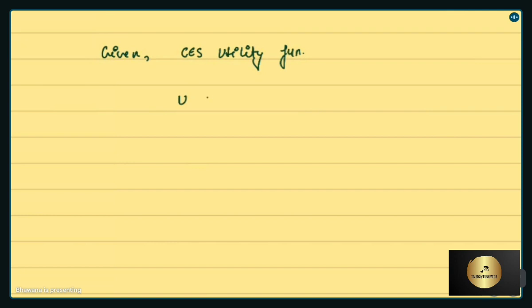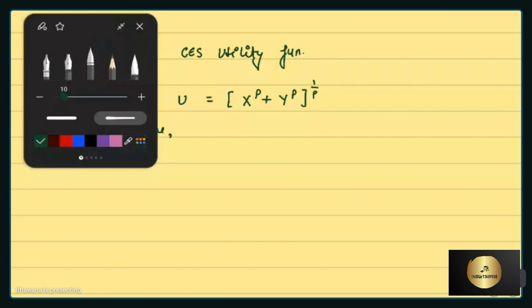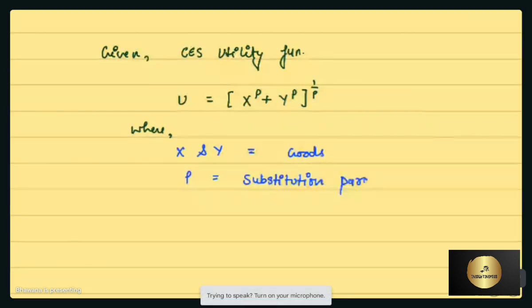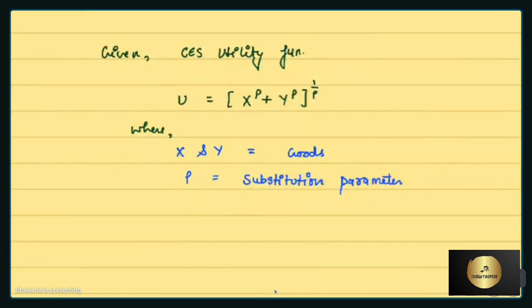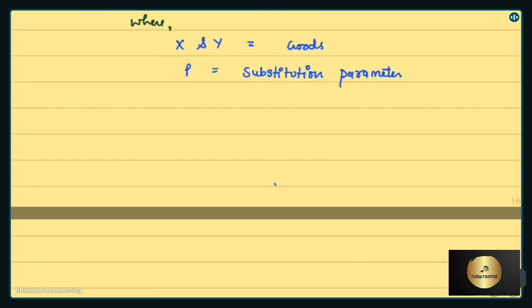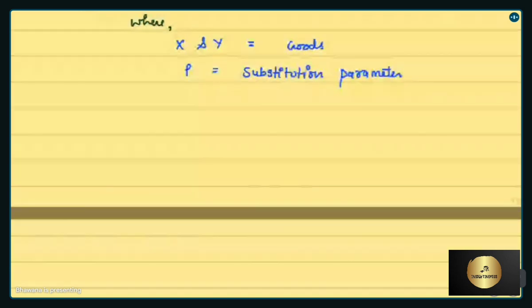So you have been given this function, (x^rho + y^rho)^(1/rho). First let me tell you where the goods are. Rho is the substitution parameter, which tells you about the substitution between good X and good Y.